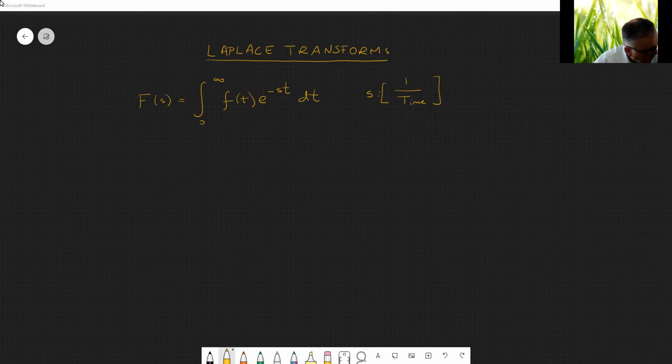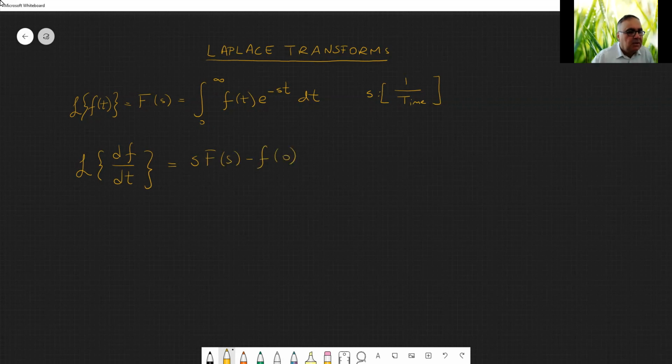And I talked about the properties of the Laplace transform, and one of the most important properties was the Laplace transform of a derivative. By the way, we show this as the Laplace transform of f of t, like this. The Laplace transform of a derivative of a function is s times F of s minus f of 0. Small case f is the time function. Capital F is the Laplace transform function. By the way, s has a unit of frequency, 1 over time.